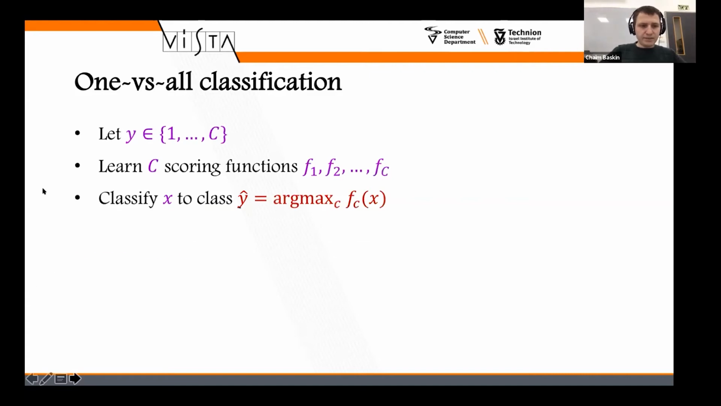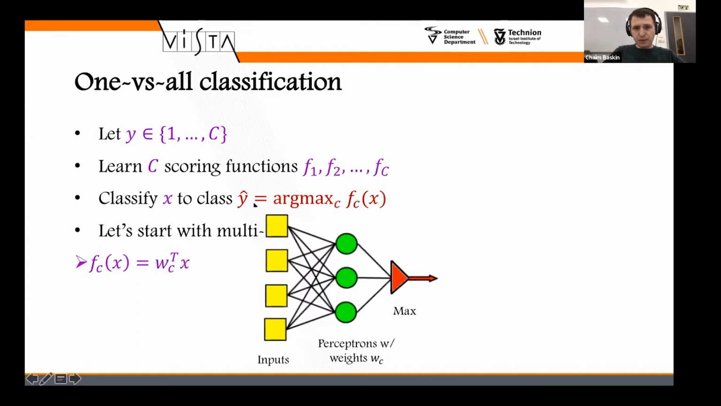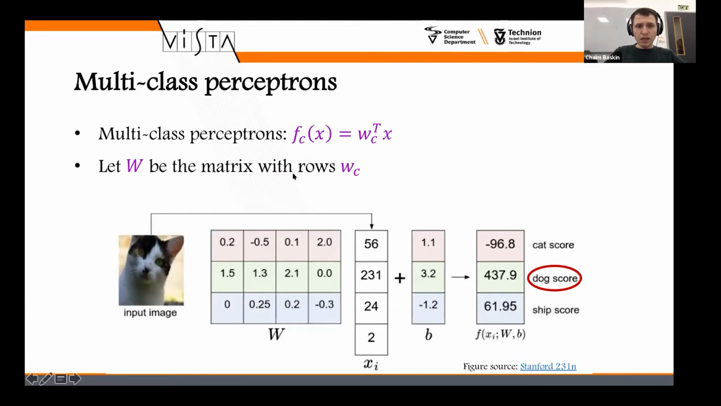Okay, great. So let's start with multi-class perceptrons. In multi-class perceptrons, our function fc depends on some matrix W, where each of the rows holds the values for a given class. We have inputs and a perceptron, and we want to find which of the classes it predicts. So we have an input image of a cat, and three rows, each row being a different class. The first is cat, the second is dog, and the third is sheep.